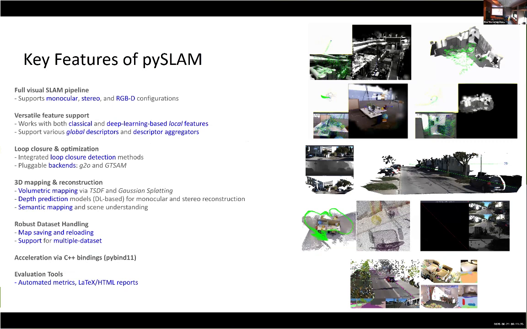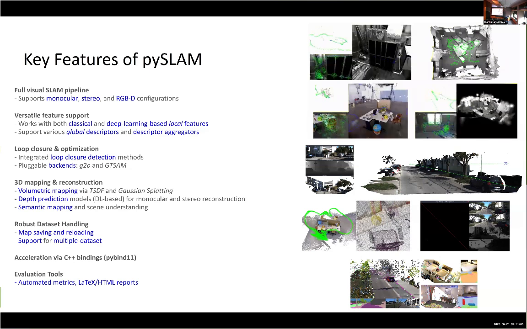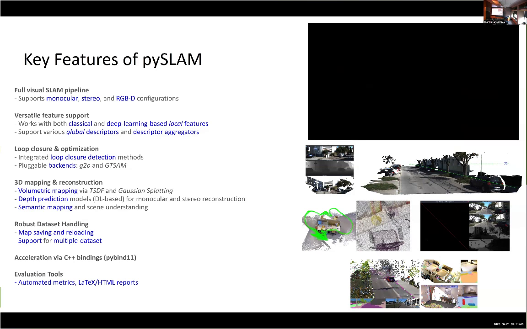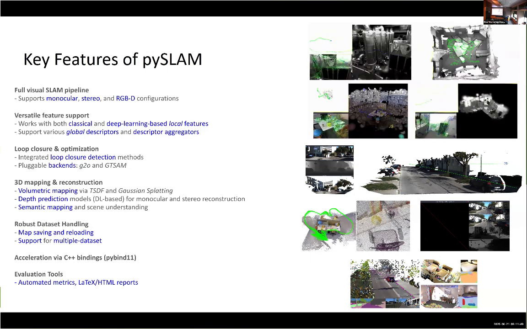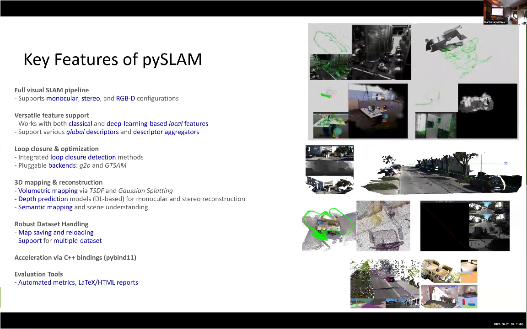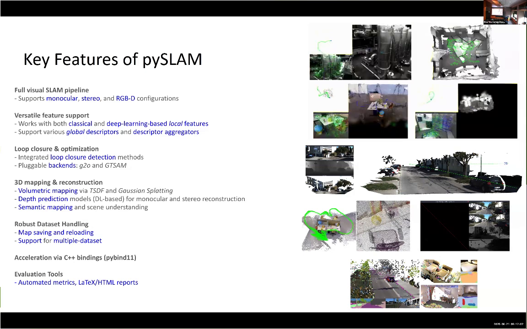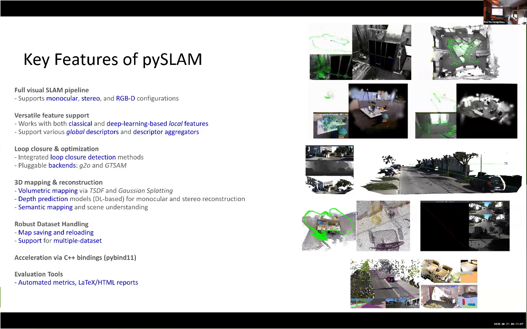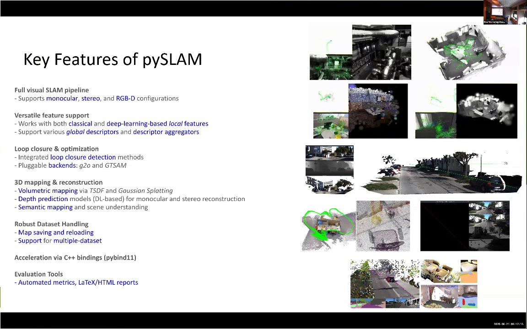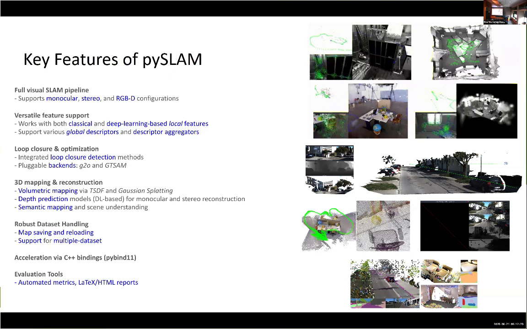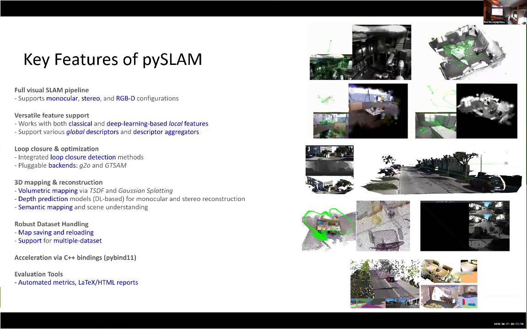So key features at the present time: the pipeline is able to support monocular, stereo, and RGBD configurations. There is support for both local and global features. There are many loop closure detection methods, and pluggable backends: both G2O and GTSAM are supported. Volumetric mapping supports TSDF and Gaussian splatting. There is depth prediction with different models, both monocular and stereo. And there is semantic mapping, map saving and reloading, acceleration via C++ with PyBind11, and of course evaluation tools.